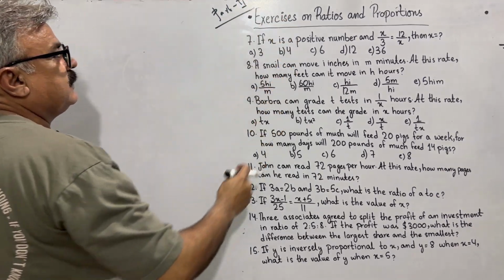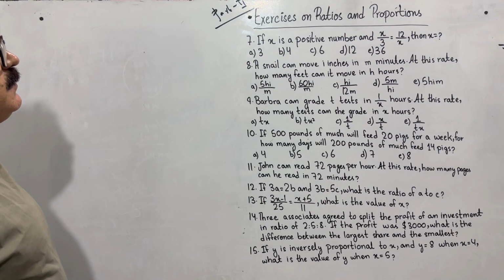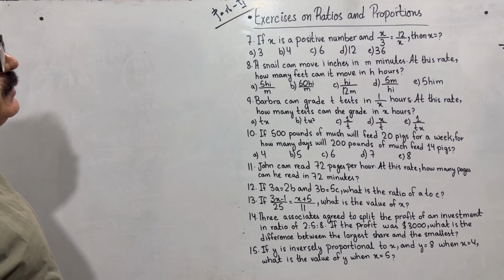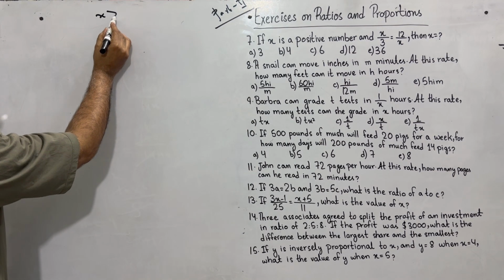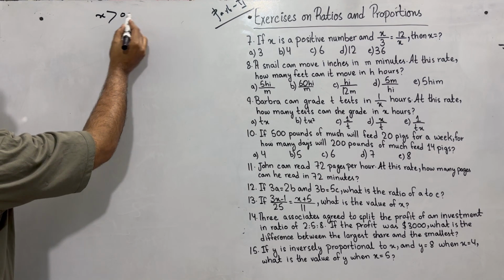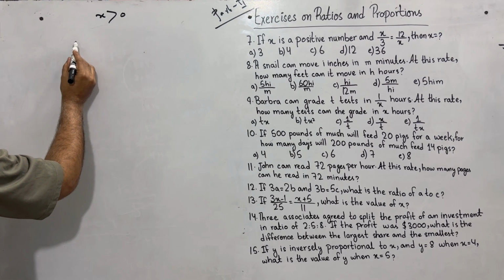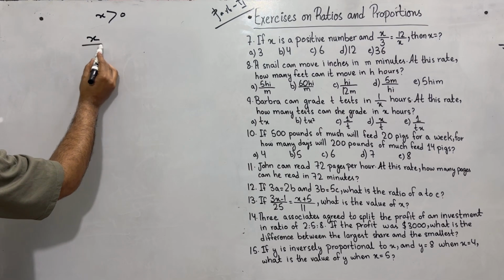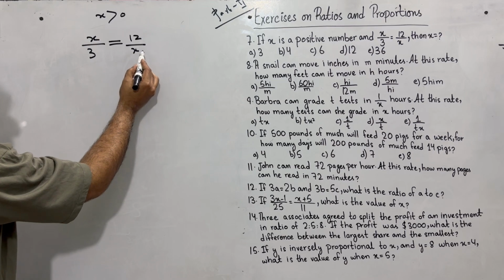Part 2, question number 7. Question 6 we have done in the previous video. Question number 7 reads: if x is a positive number and x over 3 is equal to 12 over x, then what is the value of x? We are restricted. x is a positive number, which means greater than 0. That is the definition of a positive number. And what we are given is x over 3 is equal to 12 over x.